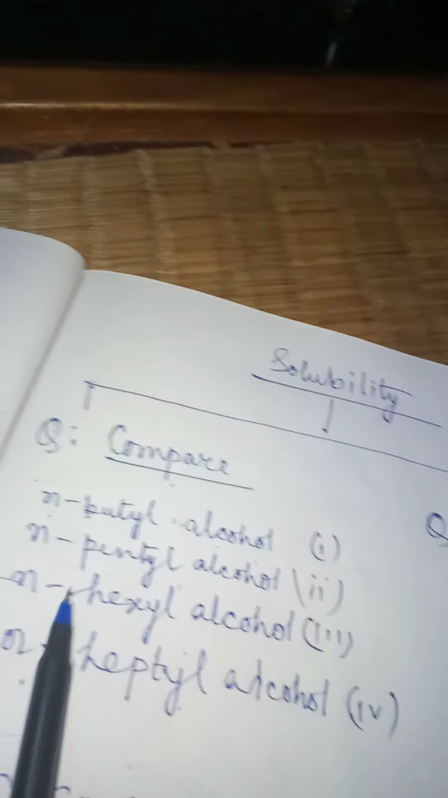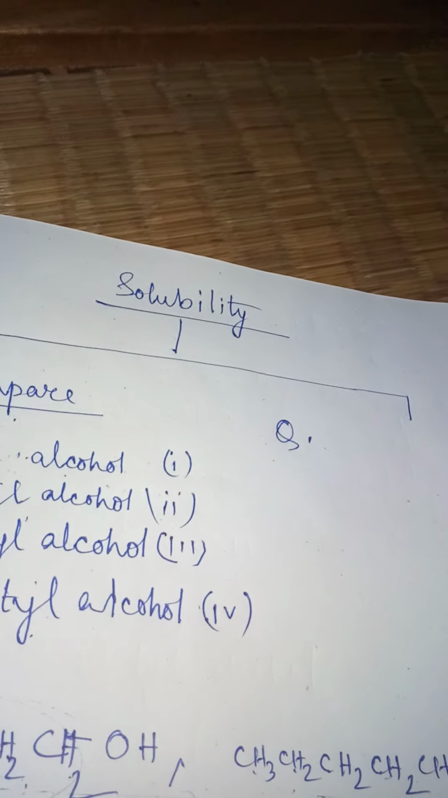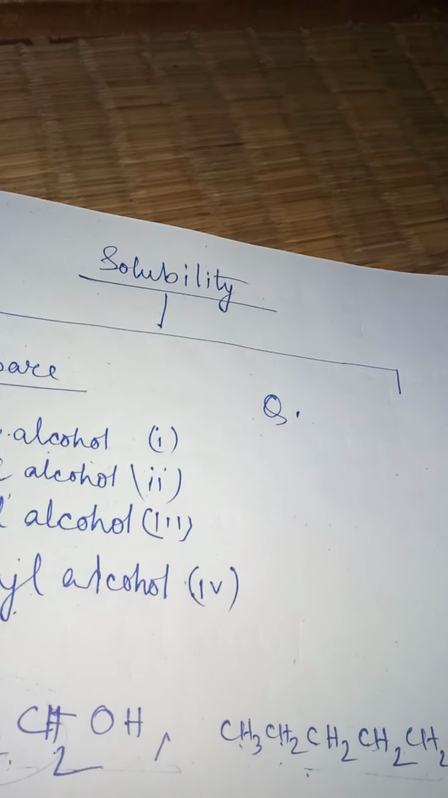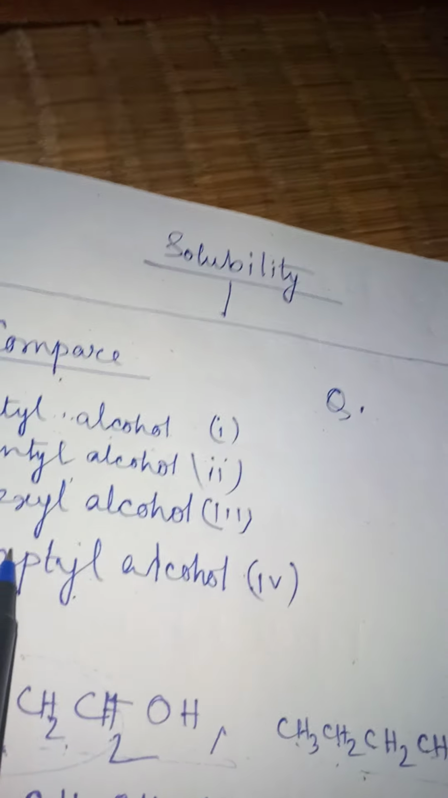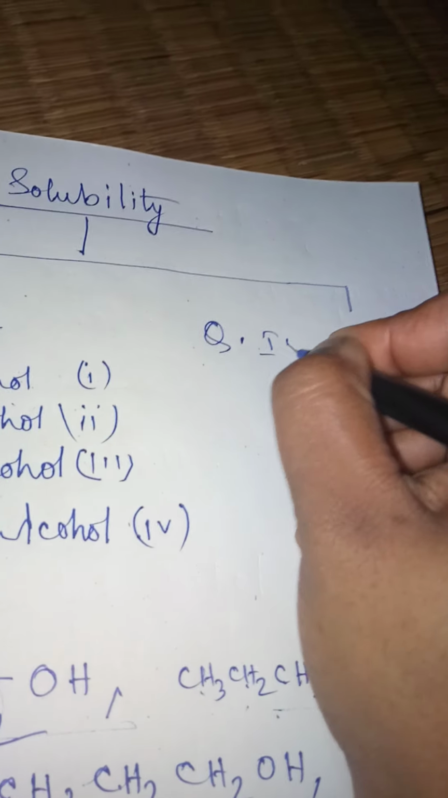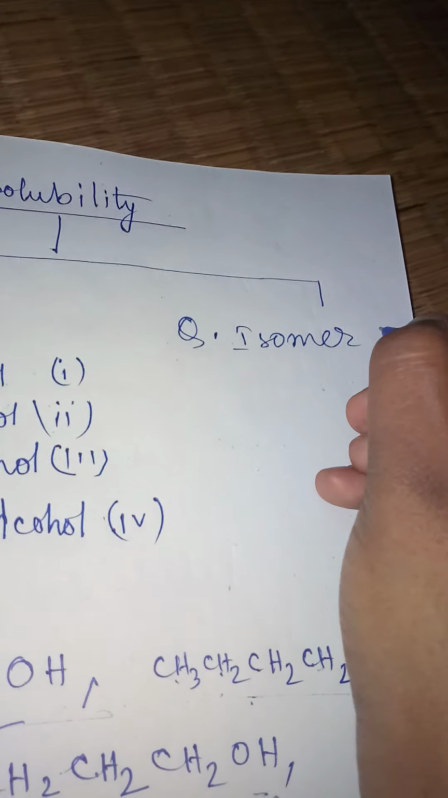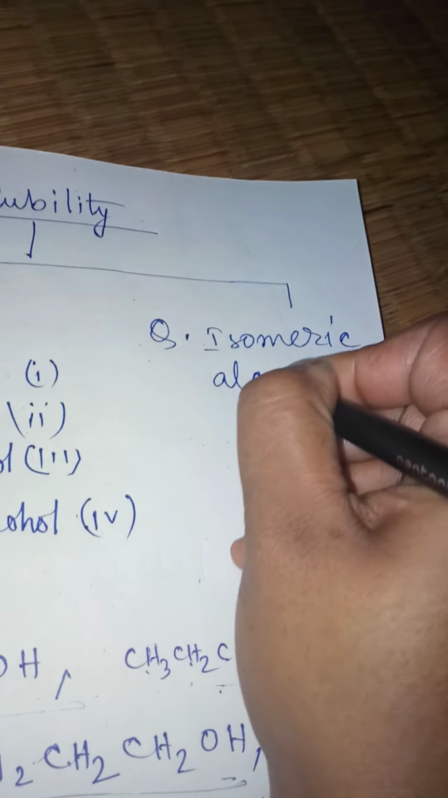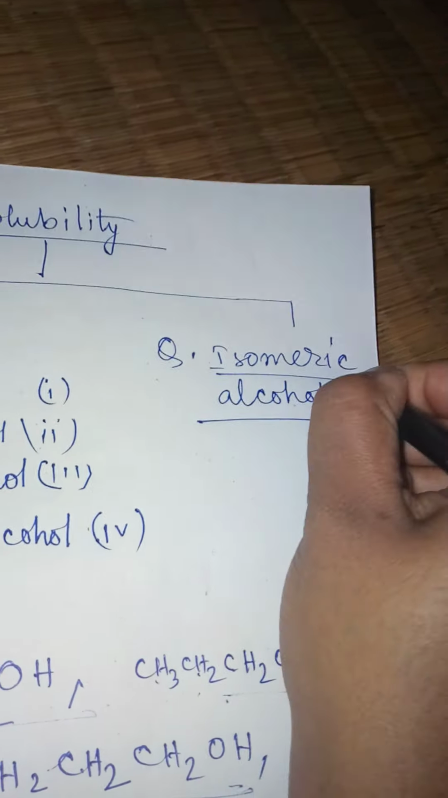First is where the hydrocarbon part increases, and we compare their solubility. Now, if isomeric alcohols are there, isomeric alcohols are what? Example, compare the solubility.